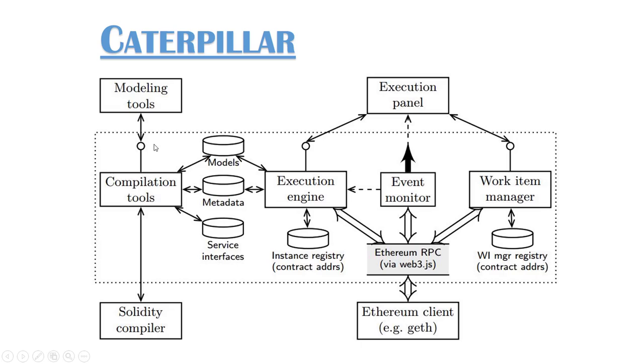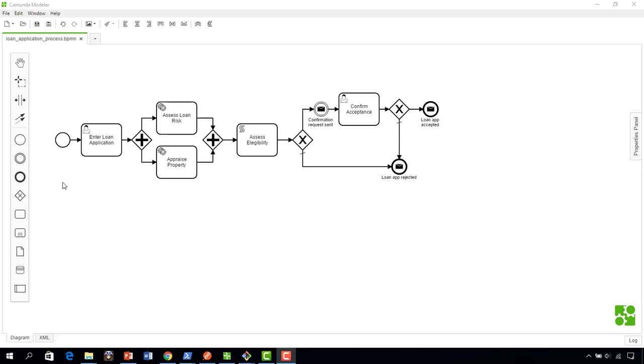Caterpillar can execute standard BPMN process models, and hence it can interoperate with any standard BPMN editor. In this demo, I will show how to deploy and execute a BPMN process model edited in the Camunda Modeler tool. The model I will use is that of a very simplified loan application process.